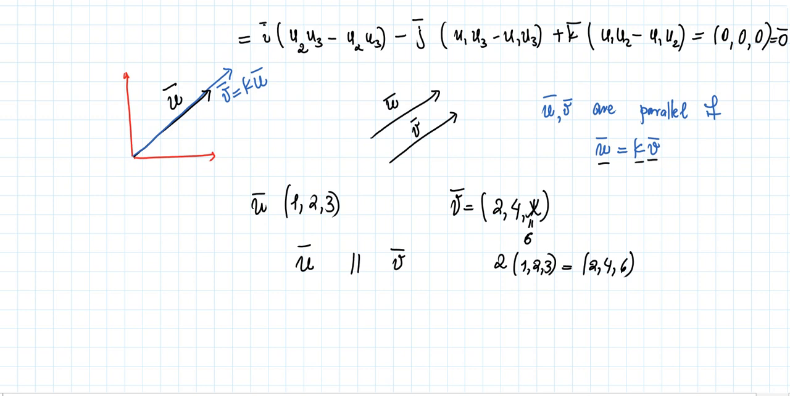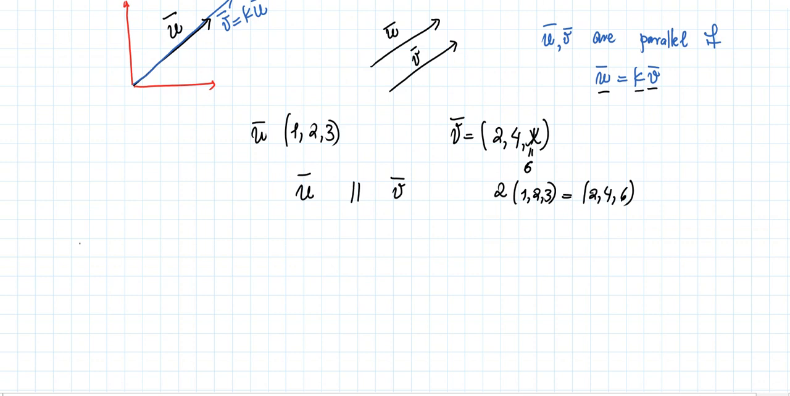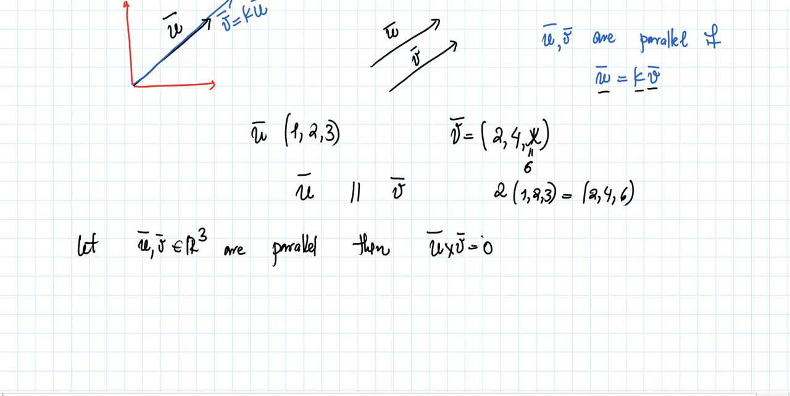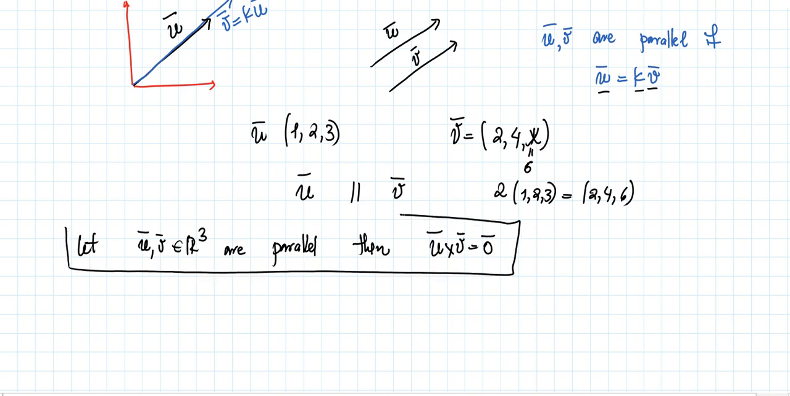some constant. Okay? And if we're given two parallel vectors, u and v in 3D, then u cross v is equal to the 0 vector. If we're given two vectors which are parallel, then u cross v is equal to 0. So please note that it works in both directions.